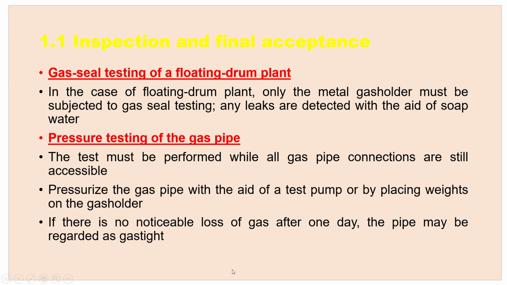Next is the pressure testing of the gas pipe. After testing the digester and the gas holder, we can go for the testing of the gas pipe. Once the gas pipe connections are properly made, we can give pressure to the pipe either with the aid of a pump, or otherwise by placing weight on the gas holder. If after some time there is no noticeable gas loss, at least for 1 day, then we can consider that the pipe is gas tight.